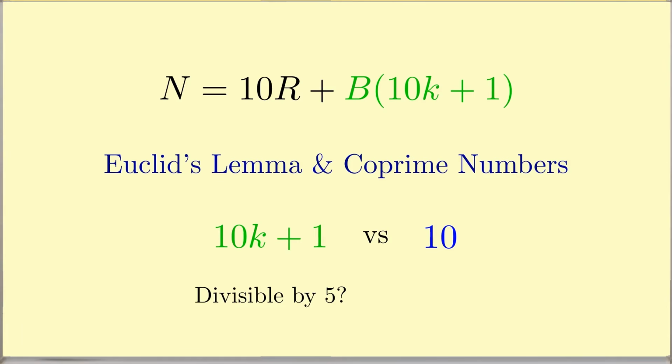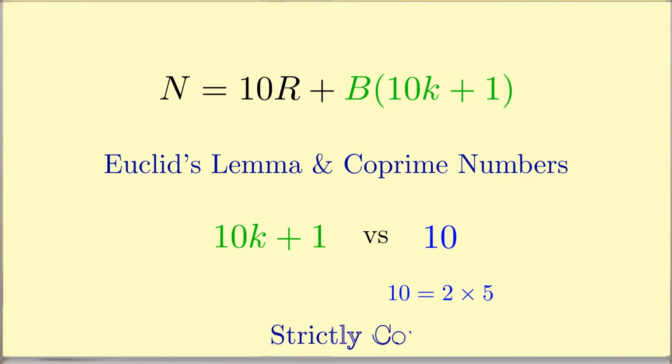Is 10k plus 1 divisible by 5? No. Any multiple of 10 ends in a 0, so 10k plus 1 always ends in the digit 1. It can never end in 0 or 5. Since the only prime factors of 10 are 2 and 5, our divisor 10k plus 1 shares no common factors with 10 other than 1. In mathematical terms, they are strictly coprime.